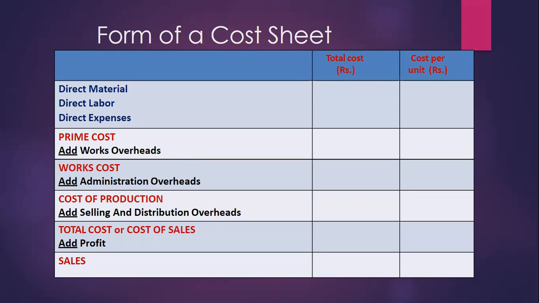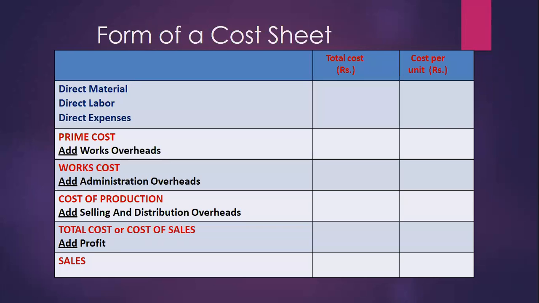After that, you have to add selling and distribution overhead. Selling and distribution includes all expenses related to advertisement, salesman commission, delivery van expenses, delivery van depreciation. When you add selling and distribution overhead to the cost of production, we get total cost. This is also called cost of sales. Now this gives you my total cost.